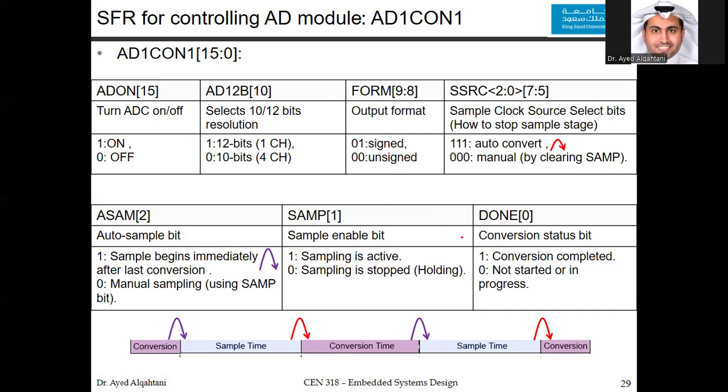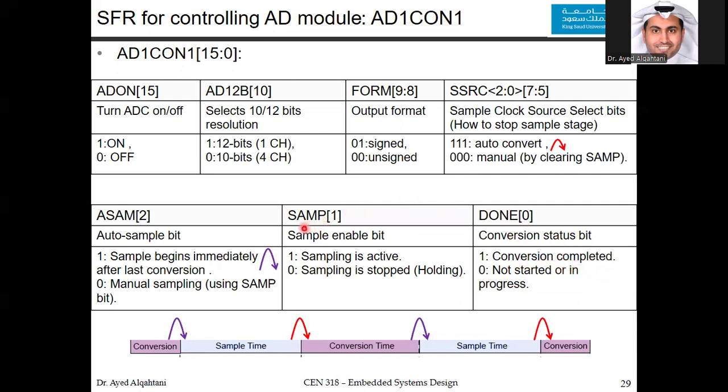The first one is actually the DONE bit, and this is the conversion status bit. It's a single bit. If it is 0, it means that the conversion has not started or is in progress. Usually it's in progress, so the conversion from analog to digital is still in progress. And if it is equal to 1, then the conversion is completed. So you should check this bit to decide whether the conversion is completed yet.